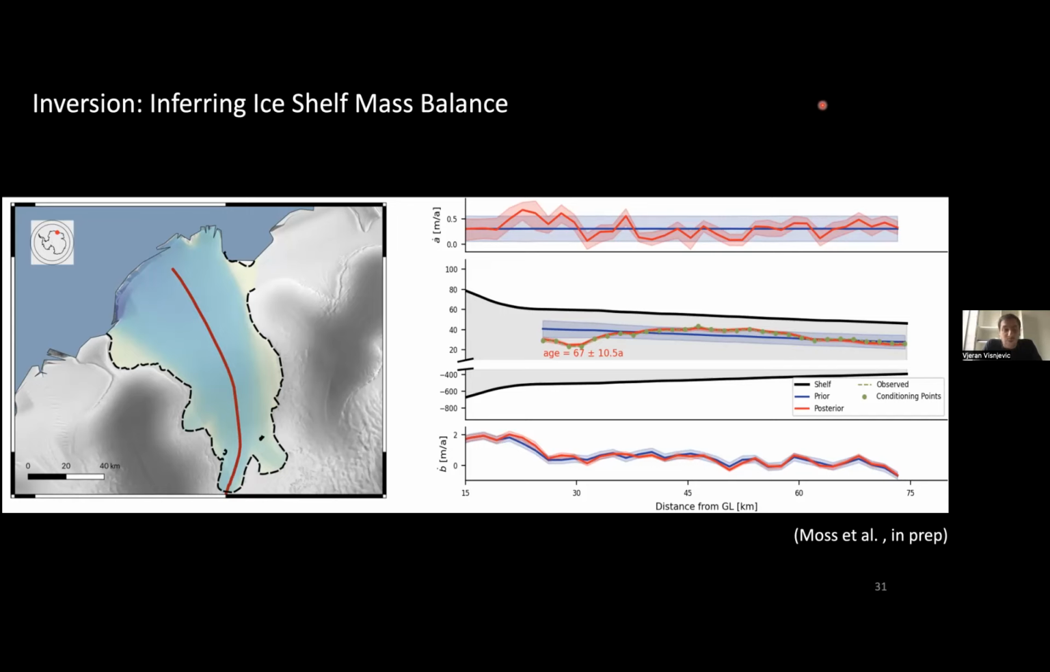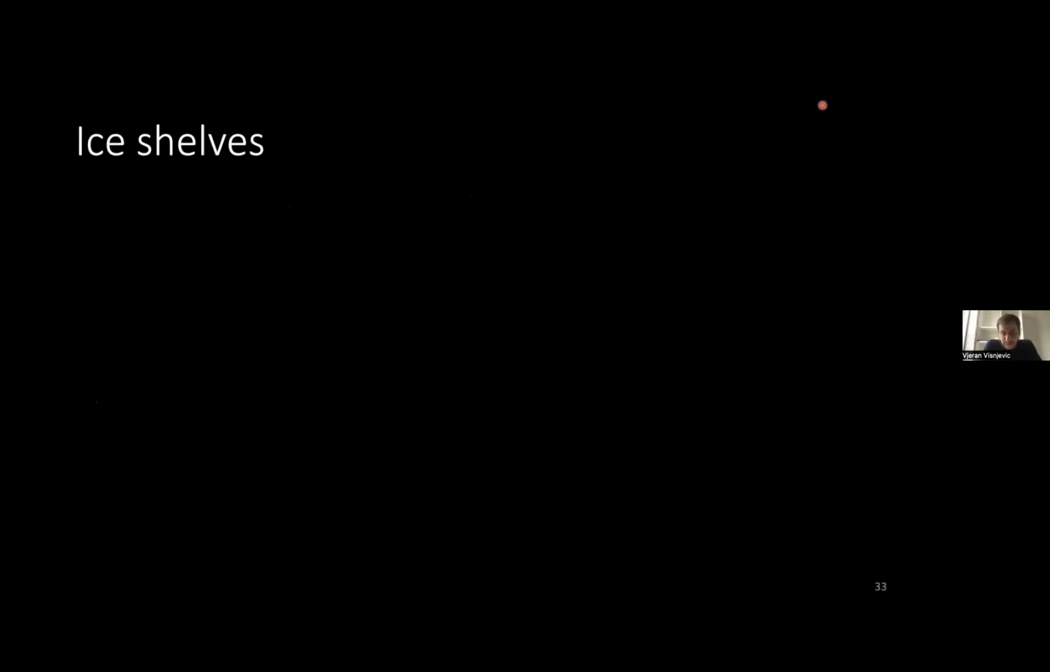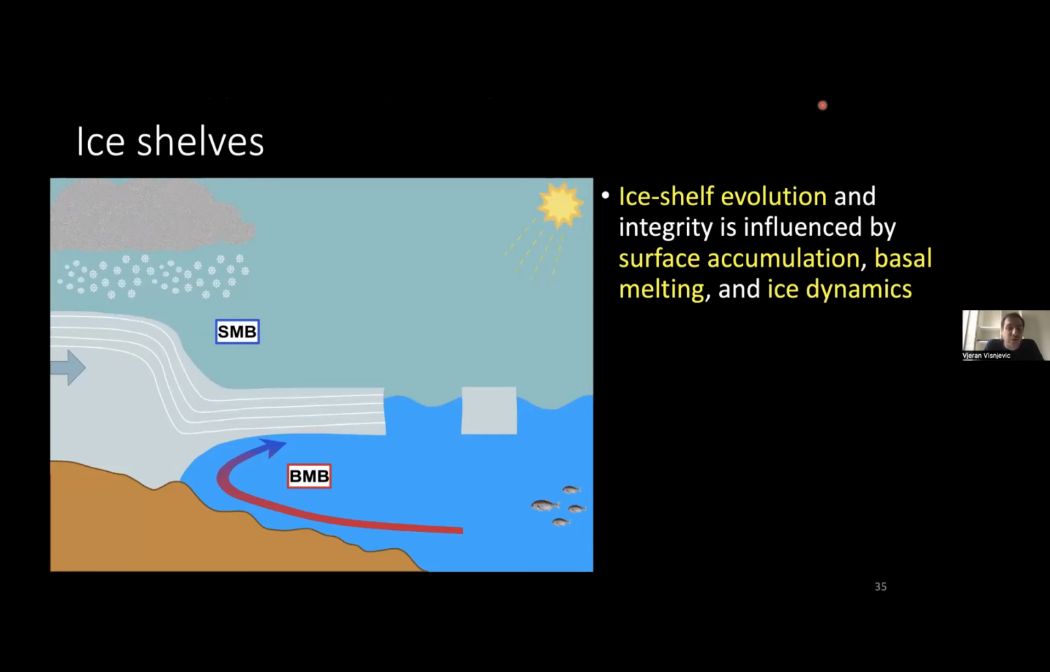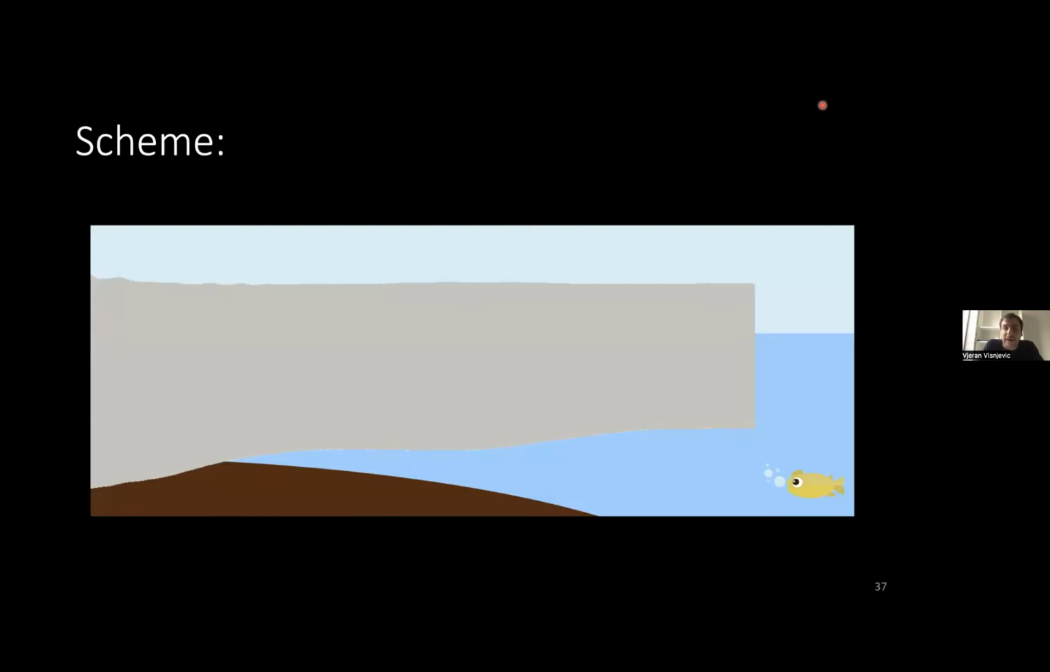And now I want to talk about what I do and show you my results. I will talk about ice shelves now, and I will first describe ice shelves. Ice shelf evolution and its integrity is influenced by surface accumulation, basal melting, and ice dynamics. And we see the signals of all of these processes imprinted in the ice shelf geometry and its stratigraphy. And that is its importance for us in this study.